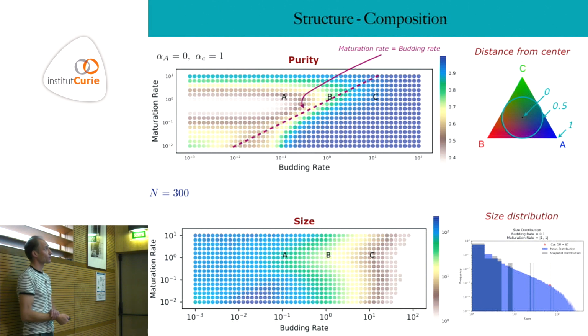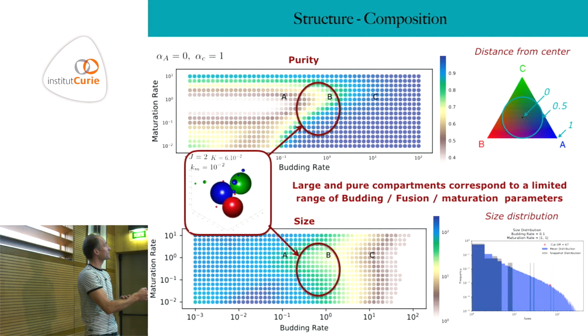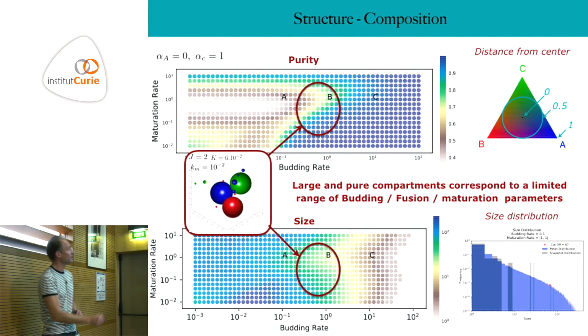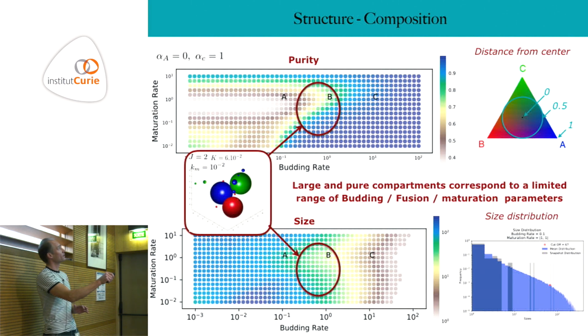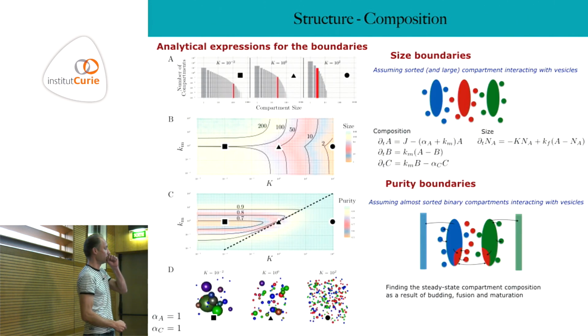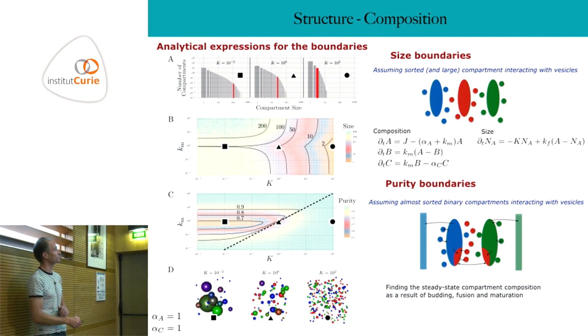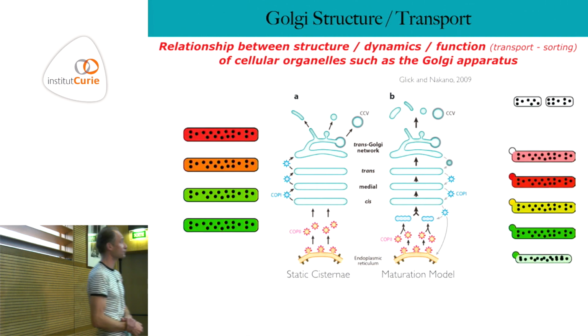So if you believe that the Golgi apparatus of mammalian cell is an organelle where compartments are large and fairly pure, which is the way it is usually described, to get this, you need to choose fairly specific values of the parameters where the budding rate is basically close to the maturation rate and also fairly close to the fusion rate, which is what is used to normalize all these rates. If you don't have this, then either you get big mixed compartments or small pure compartments. Since I don't have a lot of time, I won't tell you about the analytics, but we can also understand all this analytically. Now let's look at transport.